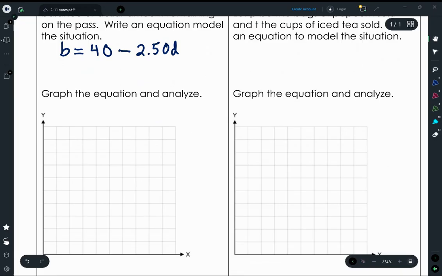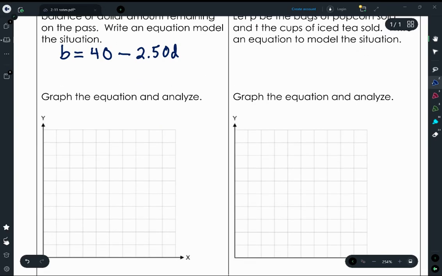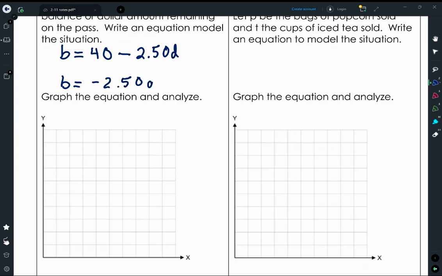And to graph it, I really want this to be not in this form. Okay, so to graph it, I want my slope part first. I want my y-intercept part at the end. So I would rearrange it and write B equals negative 2.50 D plus 40.